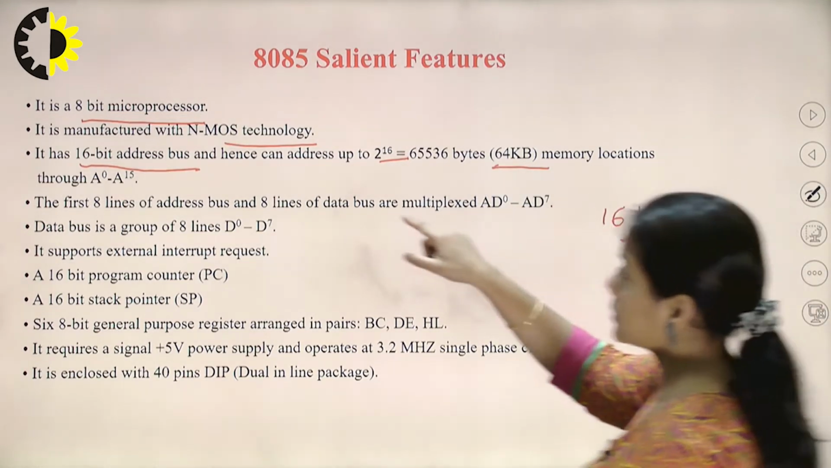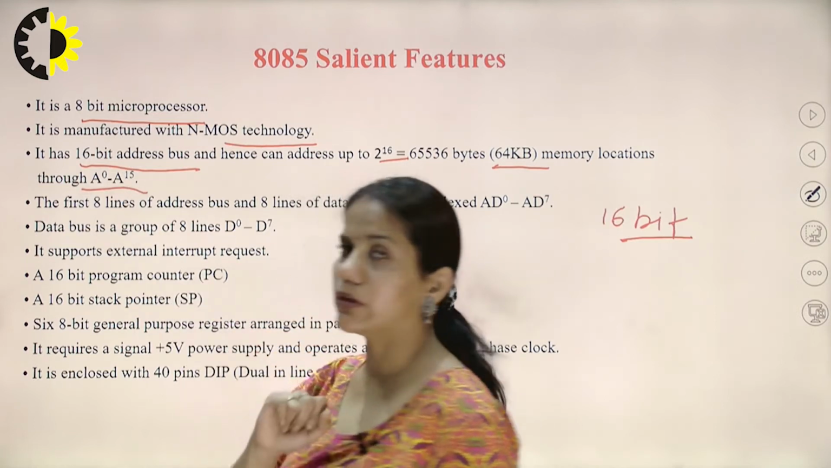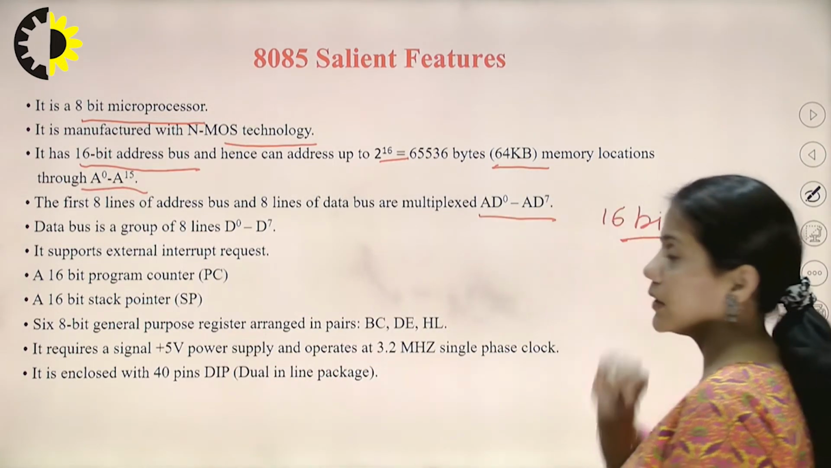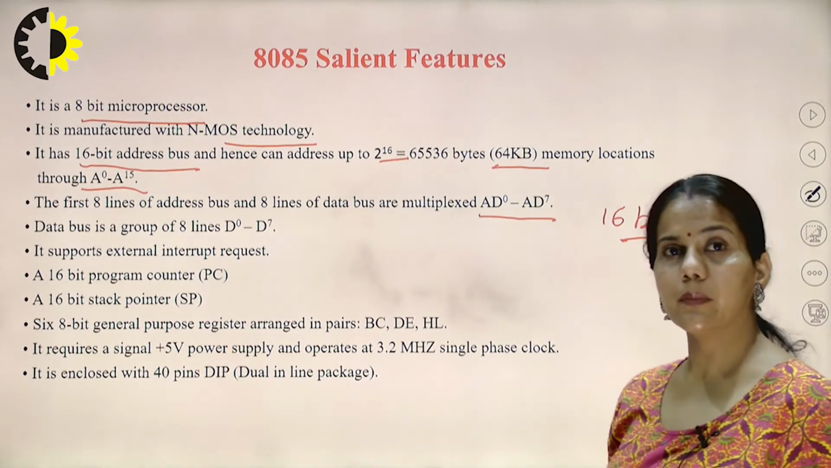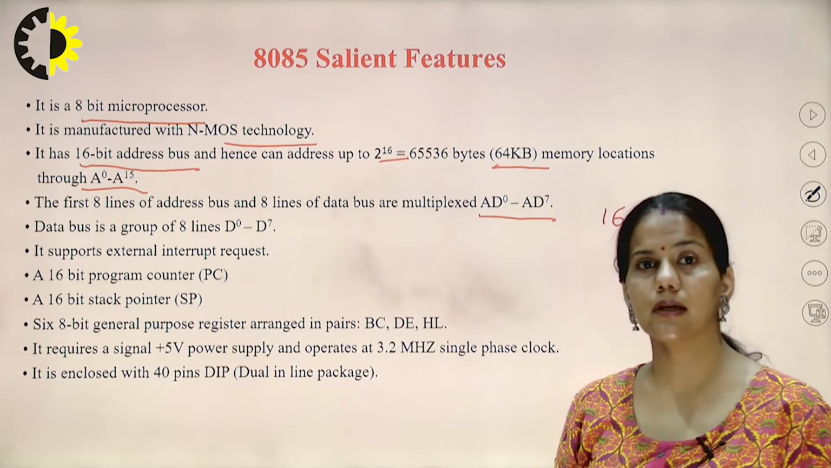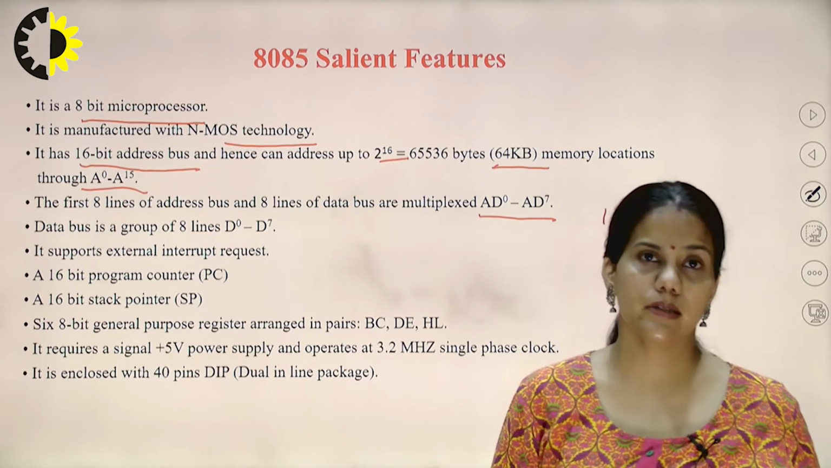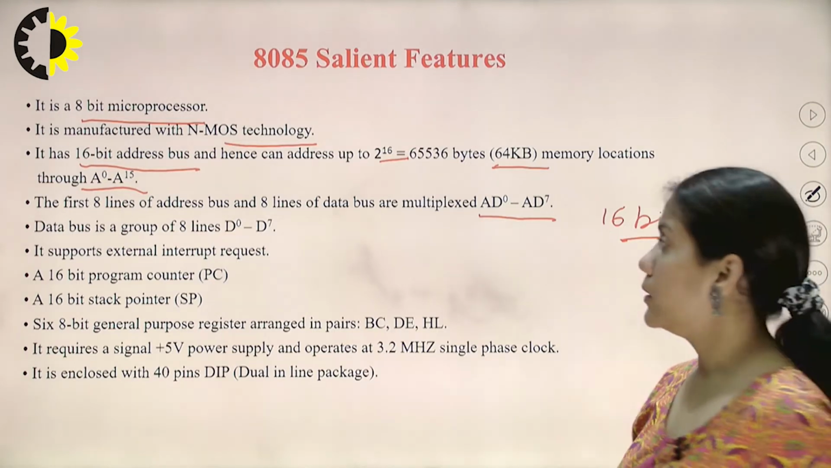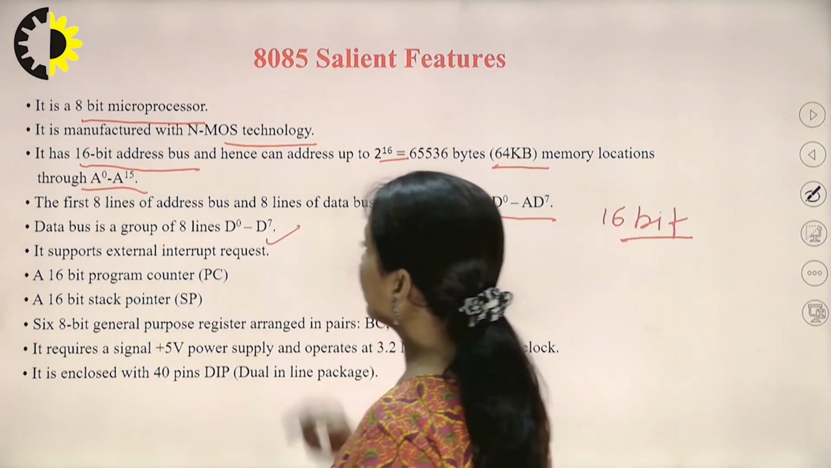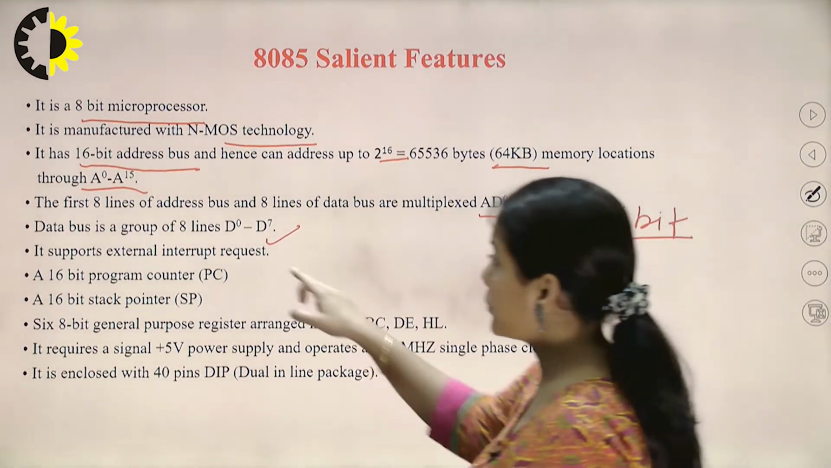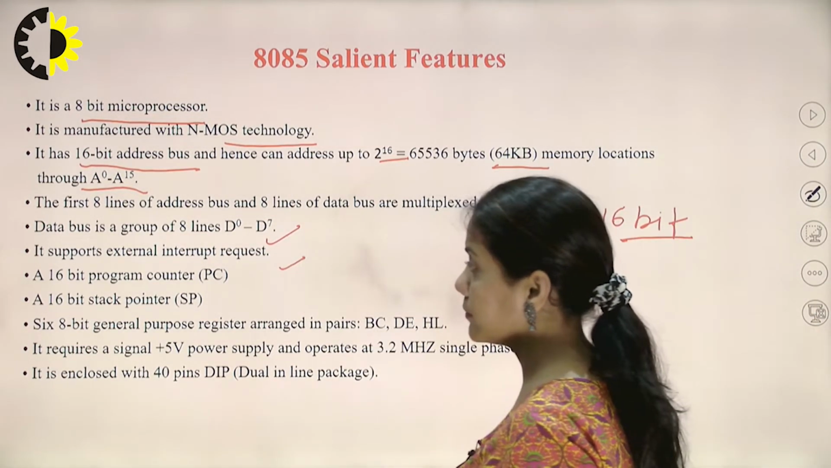The 16-bit address bus is A0 to A15. Here the lower order address bus is multiplexed. What do we mean by multiplexing? That this bus can be used either as the data bus or as the address bus at different points of time. The data bus is a group of 8 lines, that is D0 to D7. It supports external interrupt request.